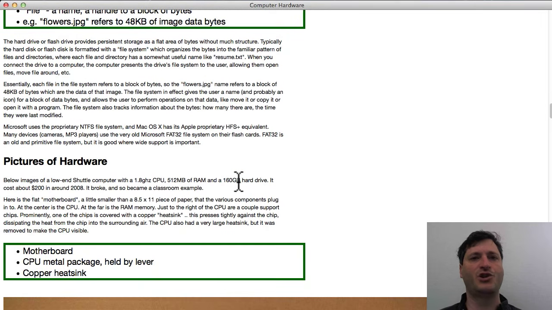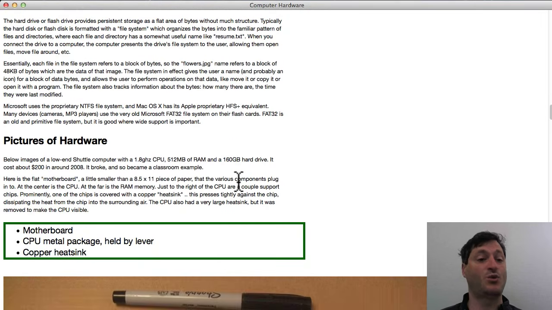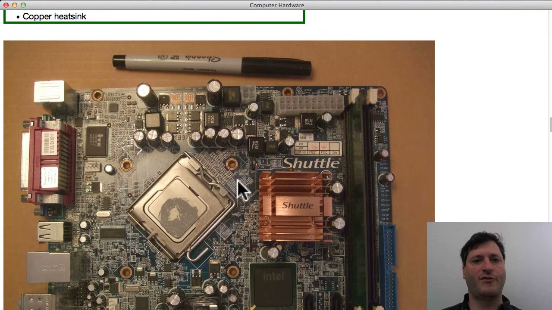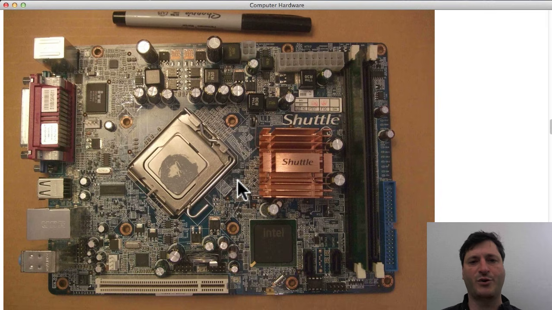So actually what I'd like to do is show you just pictures of actual hardware. This is a picture of a motherboard. This is a Shuttle computer I bought in, I think, 2008, and then it broke. So it became my little demo computer. It's a cheap computer, about $200 with all the parts. This is the motherboard, which all the electronic components plug into. And right here in the middle is maybe the most important component. That's the CPU.